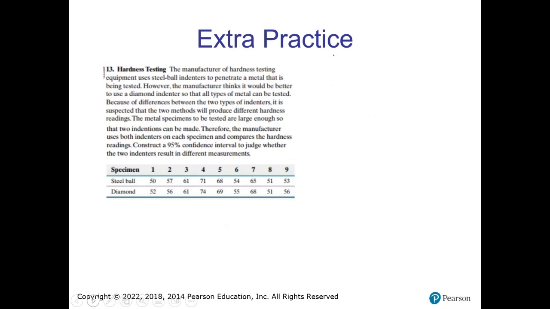The metal specimens to be tested are large enough so that two indentations can be made. In the piece of metal, you'll get a steel indent and a diamond indent, and you will get both readings here. This is why they are paired. We're going to then compare the hardness readings to each other, constructing a 95% confidence interval to decide, is there actually a difference or are they close enough that we could just swap them out? Let's go to our StatCrunch.